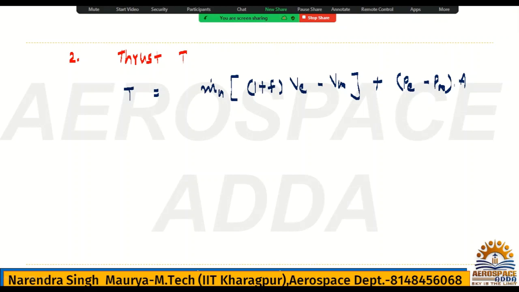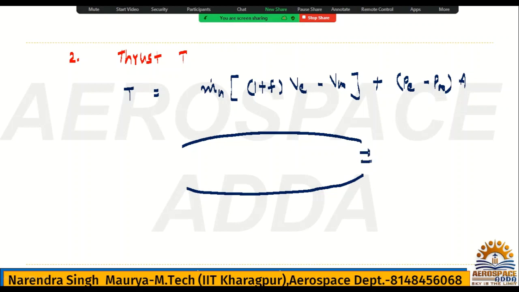P infinity into PA. Okay. So as you have seen, the gas is expanded to the atmospheric or ambient condition. So here you can say this is the whole scenario.